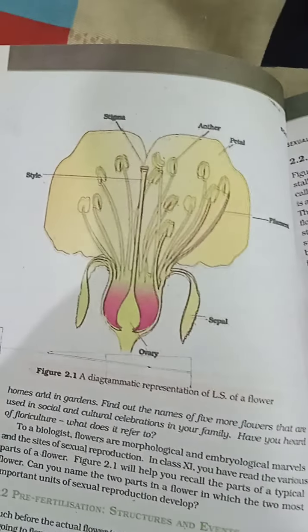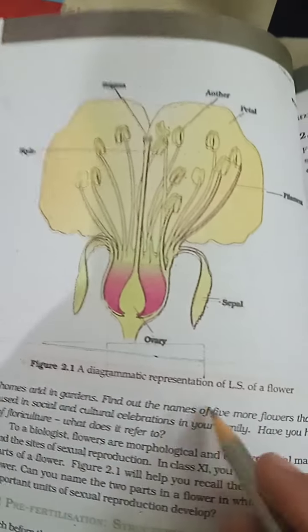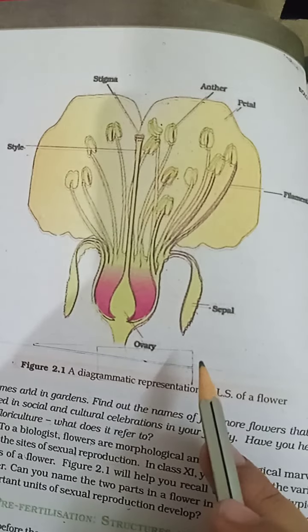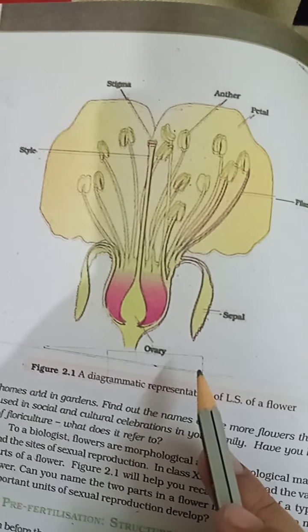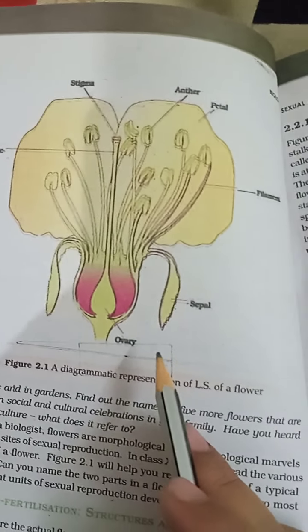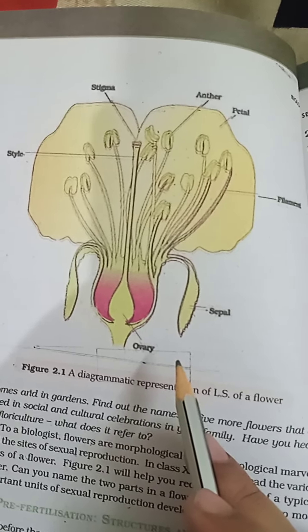You know the flower contains four important whorls: the male whorl and the necessary parts, androecium, gynoecium, calyx, and corolla. Androecium represents the male part of the flower, containing stamens. Gynoecium represents the female part of the flower, containing carpel or pistil.